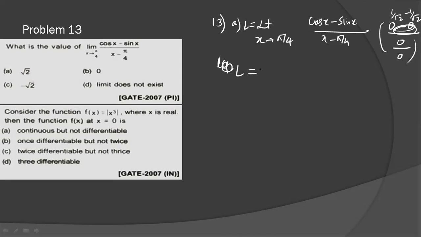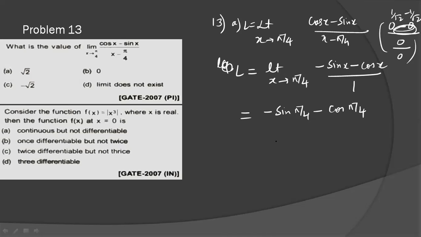So L'Hospital will give you the differentiation of the numerator, which will be minus sin x minus cos x, upon the derivative of x, which will be 1. If you put x equal to pi by 4, it will be minus sin pi by 4 minus cos pi by 4. It will be minus 1 by root 2 minus 1 by root 2. So the correct answer will be minus root 2.